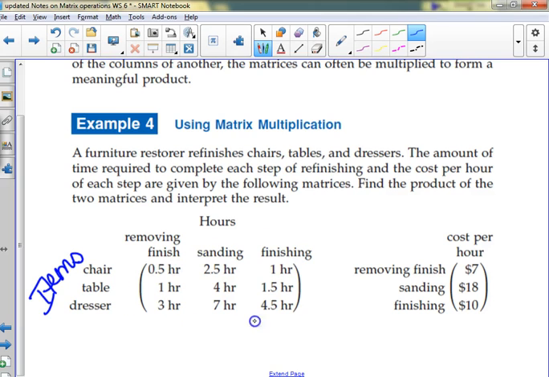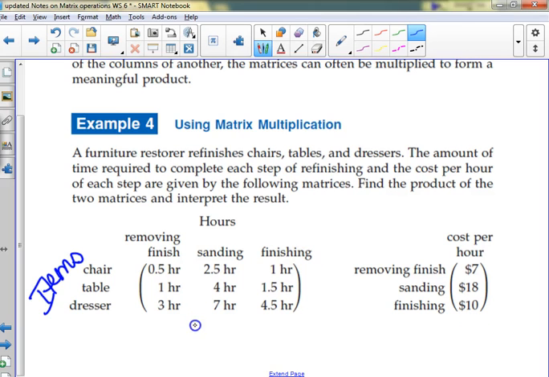So he's organized this little chart. Does that seem okay? Then he also said, well, this is the cost that he's paying his employees, okay? He's paying them $7 an hour to the guy that scrubs off the old stuff. He's paying $18 an hour to the guy who's sanding it down, because that's a more detailed job, and $10 an hour to the guy who's slapping the final finish on, because if he does a crappy job, he's still going to have to redo it. So a little more than the removing guy. All right, I'm just making up stuff.